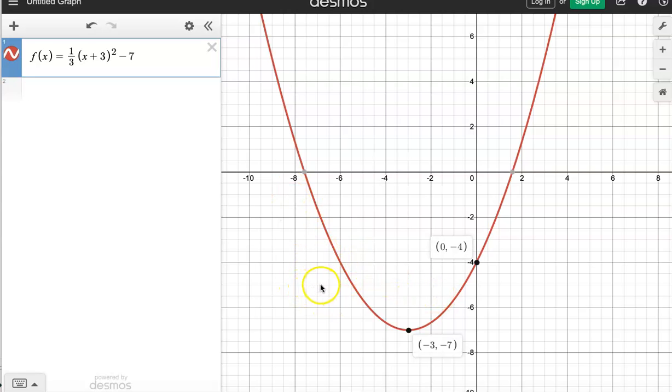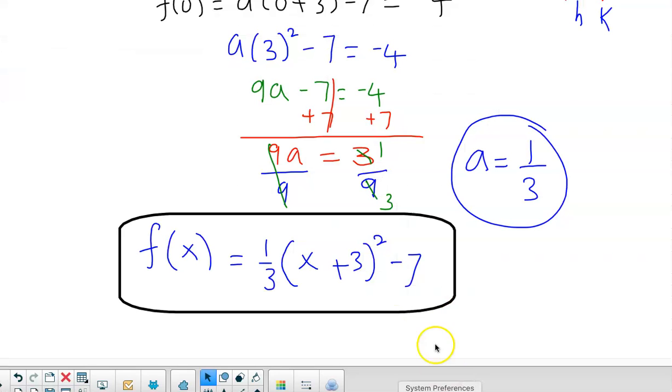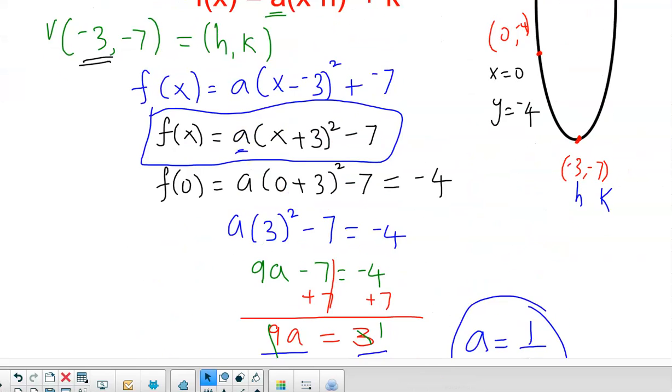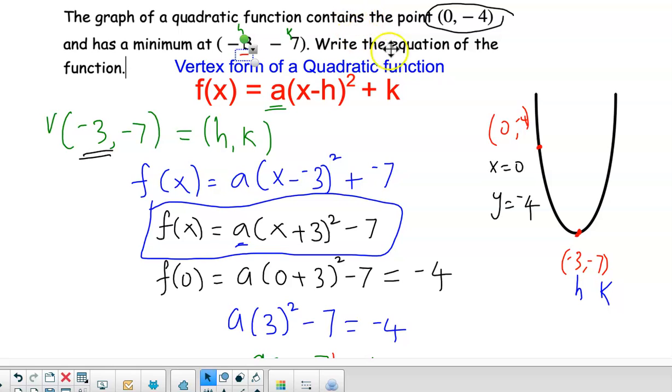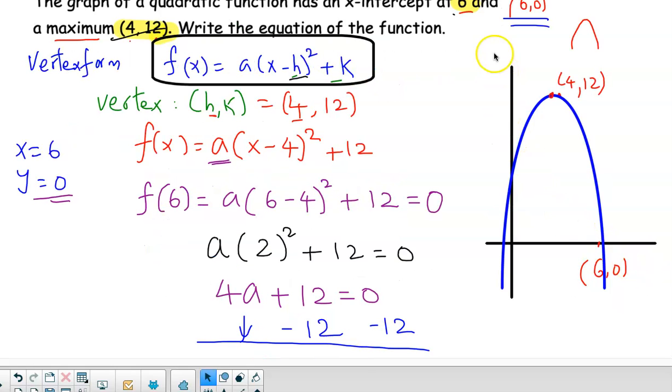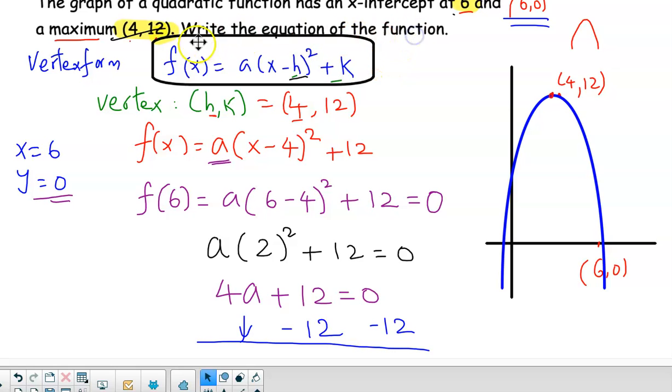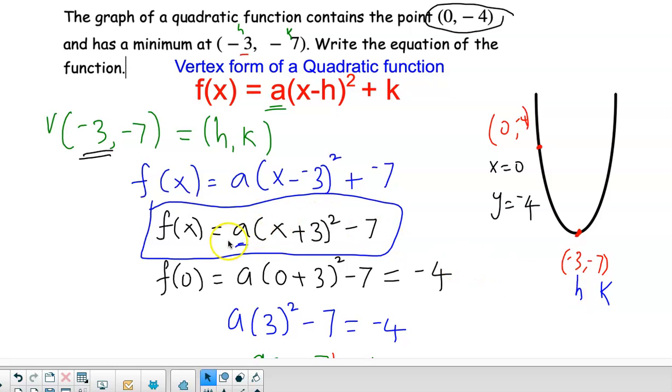Just follow the process and you can do any problem of this type. What type? Given the y-intercept and the minimum value. Sometimes they give it differently, like an x-intercept and the maximum value. Even that is possible, and you can answer that also. Okay. Thank you.